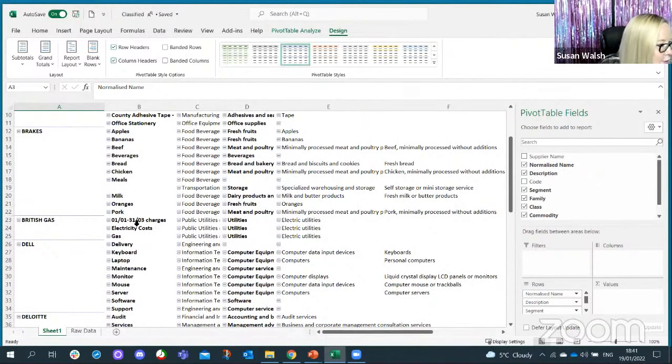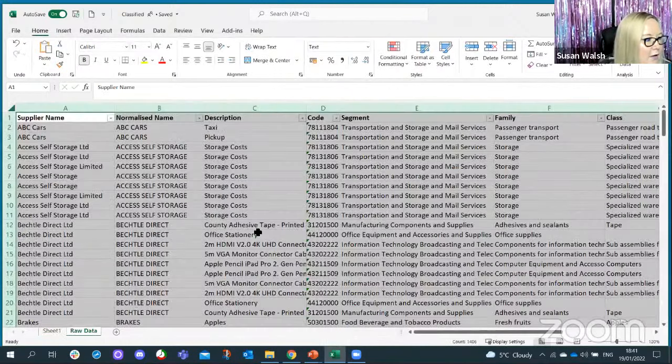Now, here we go. Where we saw British Gas earlier, it looked okay having electric utilities, but actually here the description says gas. So I would need to go into the raw data and change that.